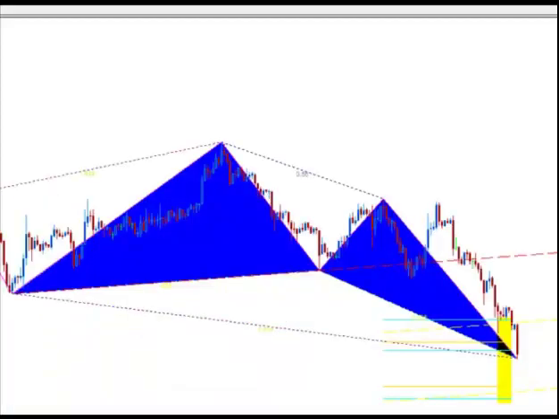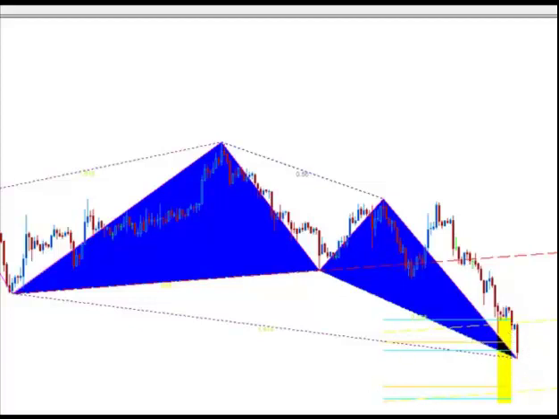And in this example, this is a fairly large PRZ. We're looking at almost 100 pips. Price has already clearly validated it, and we looked at this chart in one of our previous lessons.